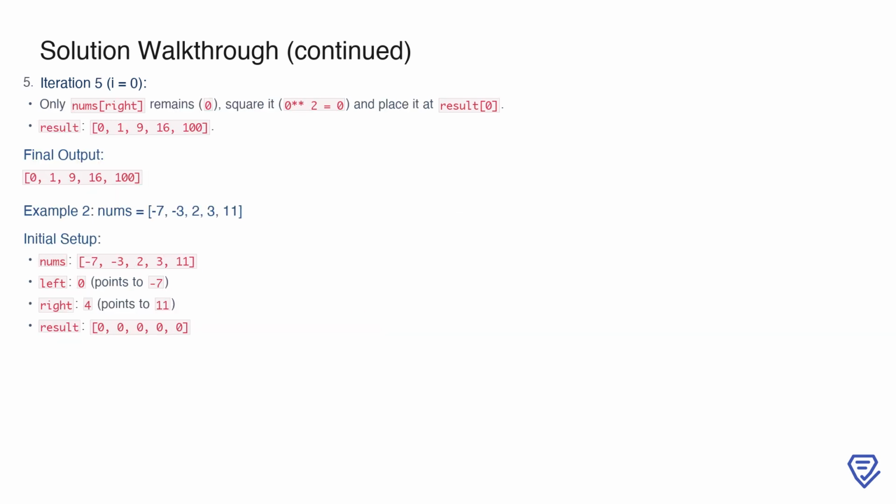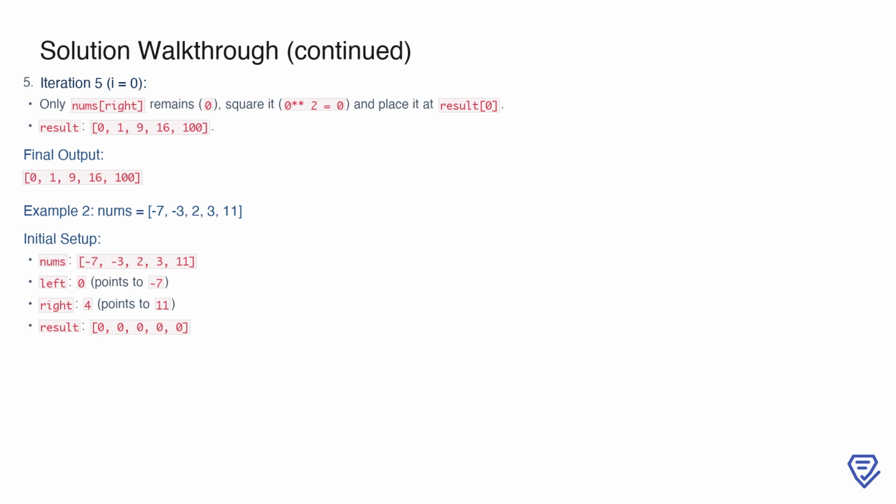In the final iteration, only one element remains, which is 0 at the right pointer. We square it to get 0 and place it in the last remaining position in the result array. The final sorted squares are 0, 1, 9, 16, 100. With this, the first example is complete.